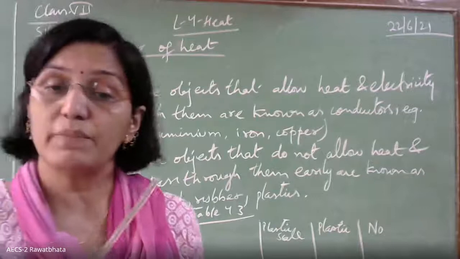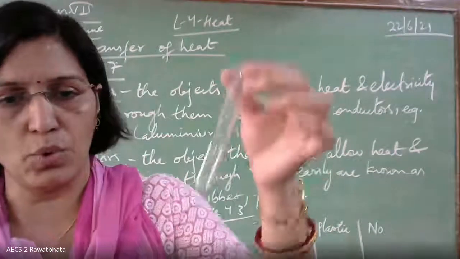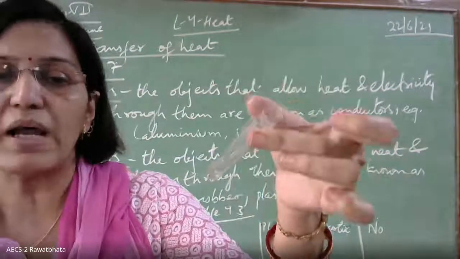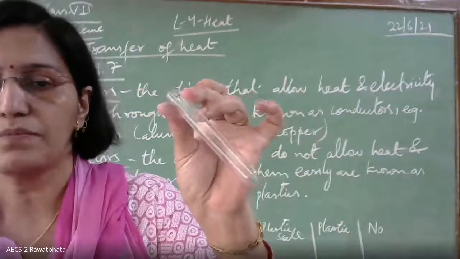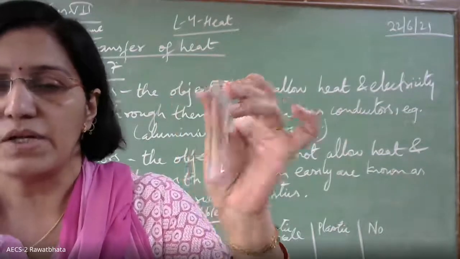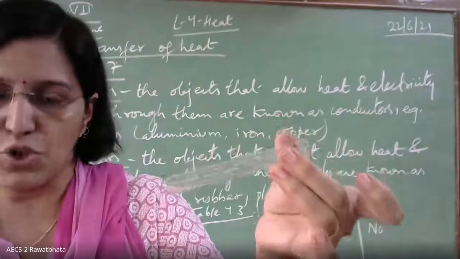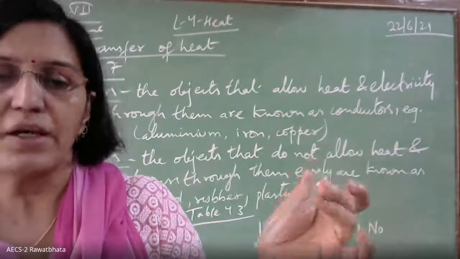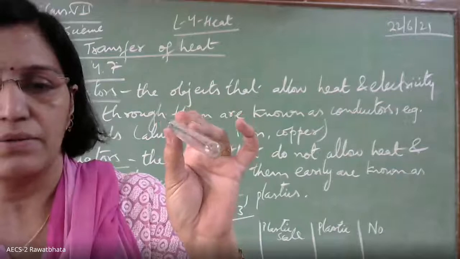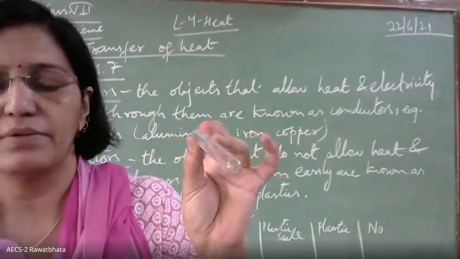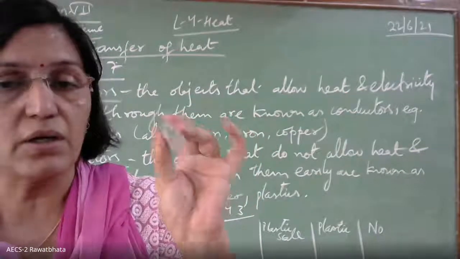Those who have not given me the correct answer, let me show you one more. This is what we call a test tube. Test tube, first column. Second column will be glass, it's made up of glass. Yes, it is an insulator. So the answer in the third column will be no.